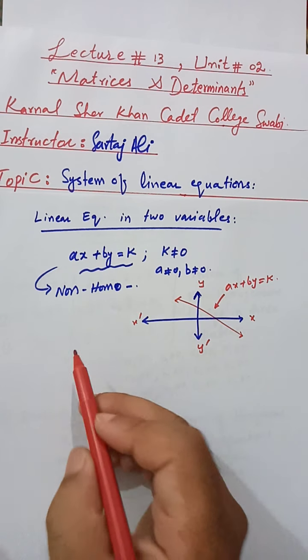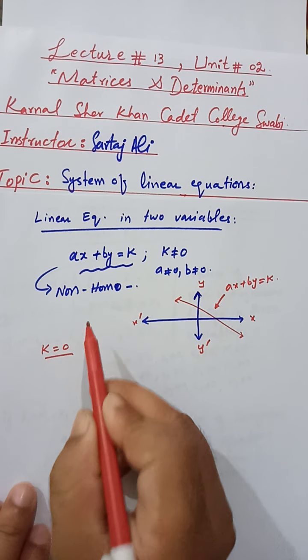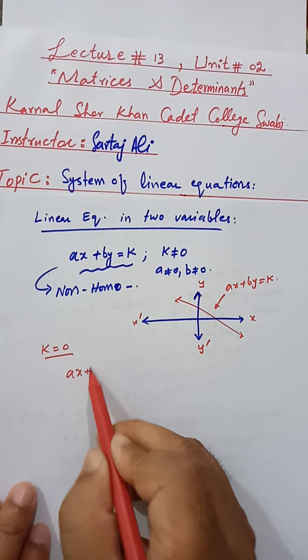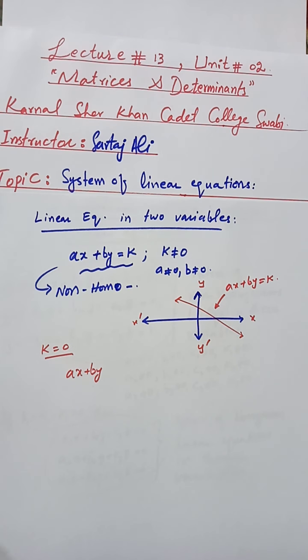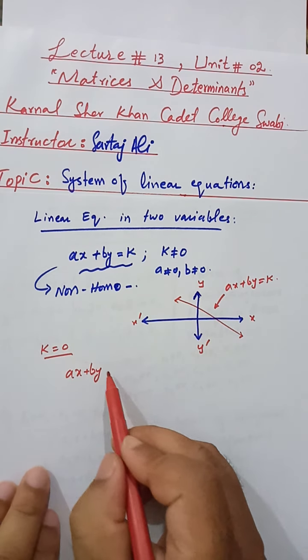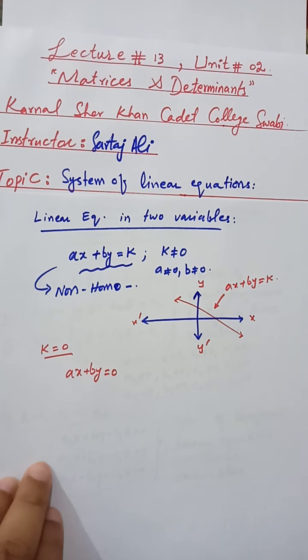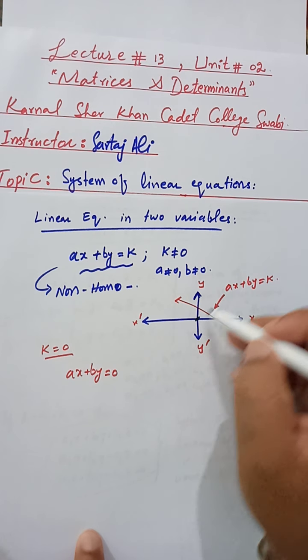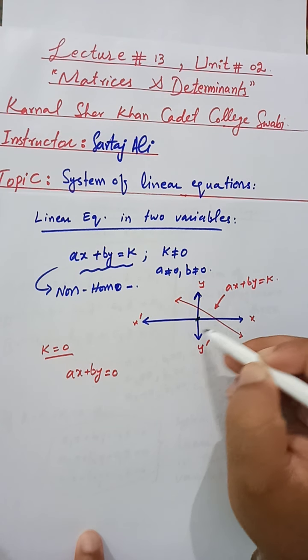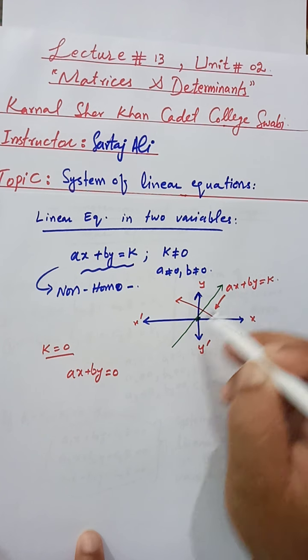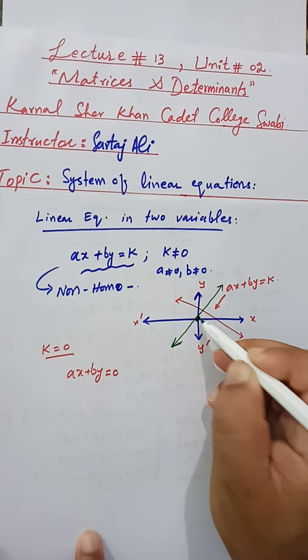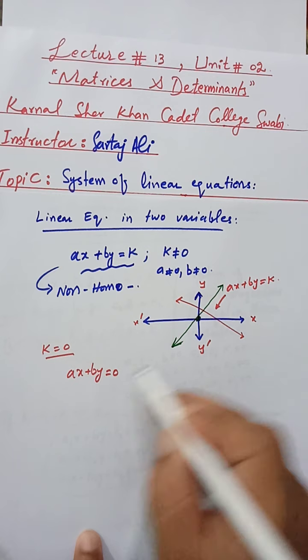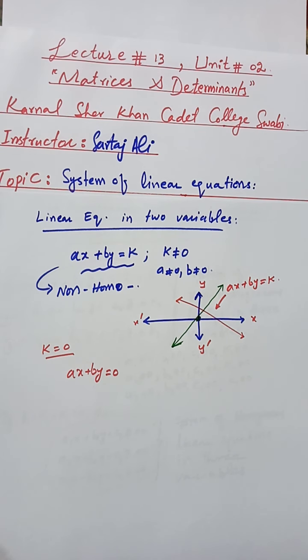Now if k equal to 0, then this equation will become a homogeneous linear equation in 2 variables. And remember, the graph of the homogeneous linear equation in 2 variables will always pass through the origin. Let's say it may be in this direction or it may be in this direction, but remember that it will always pass through the origin. This will be when k equal to 0, meaning homogeneous linear equation.